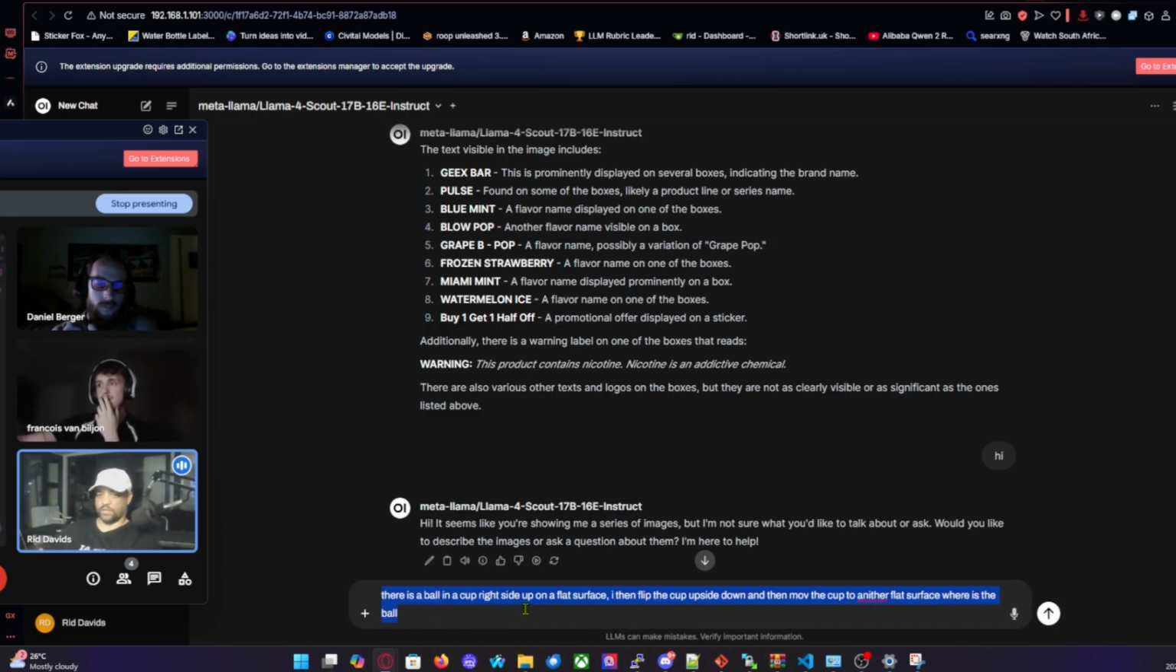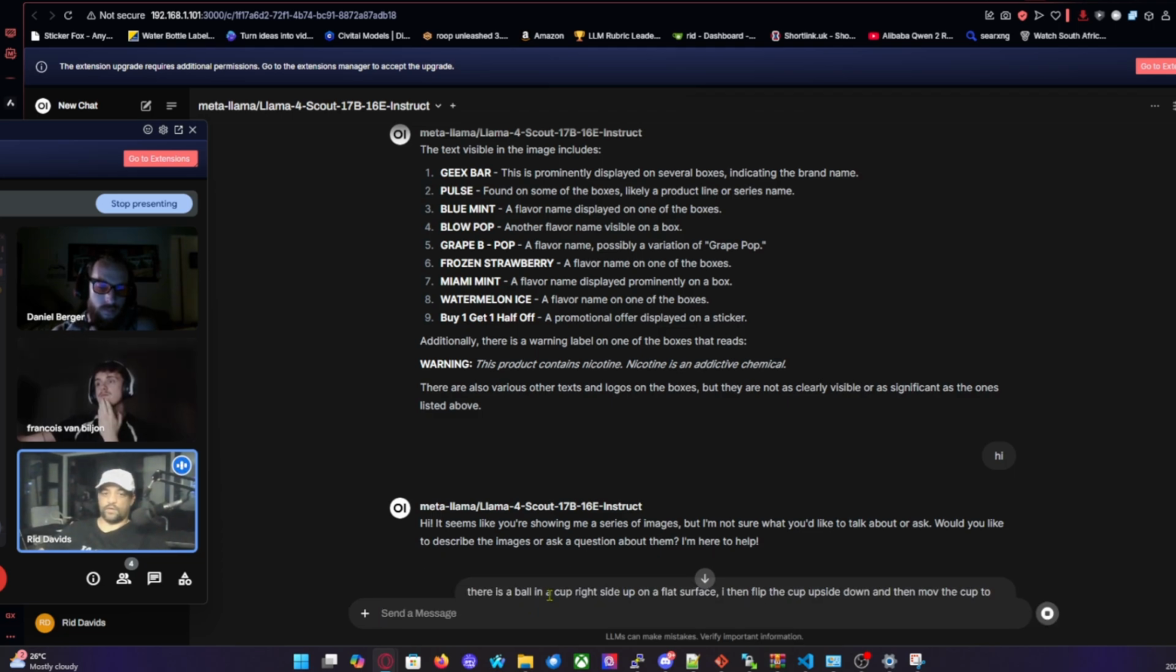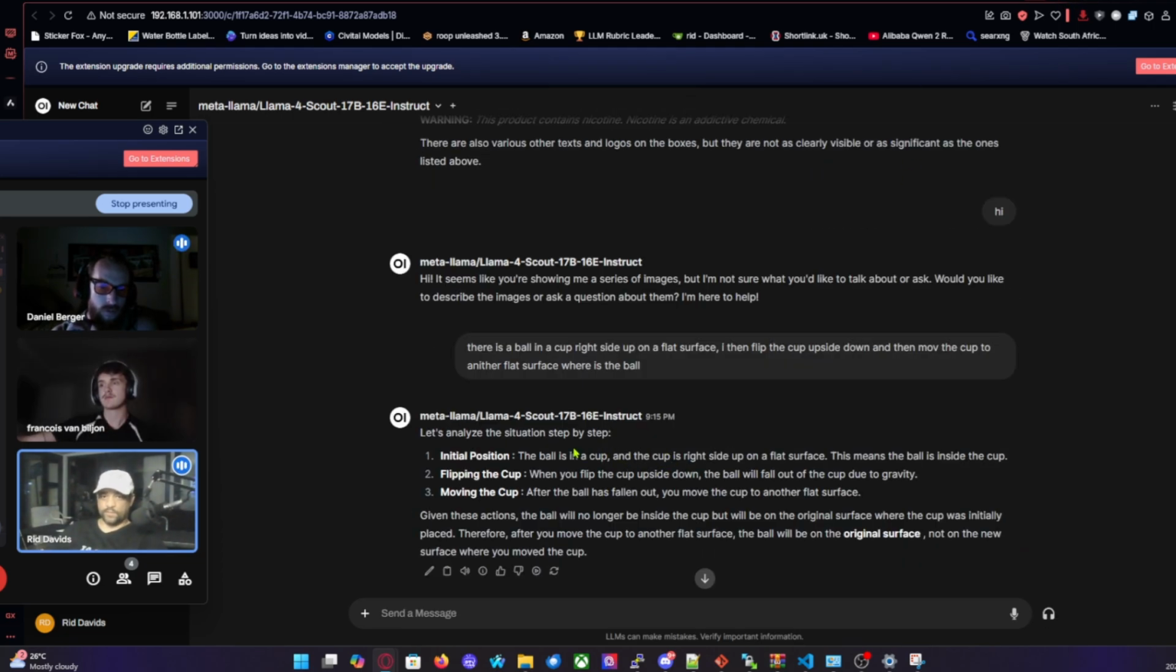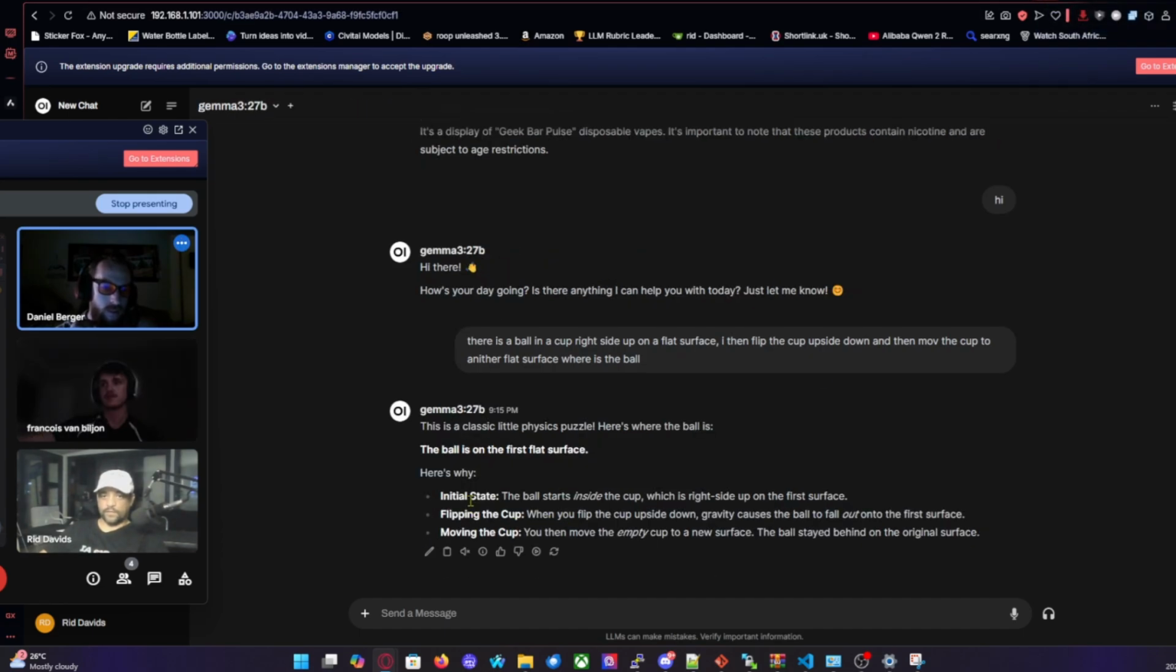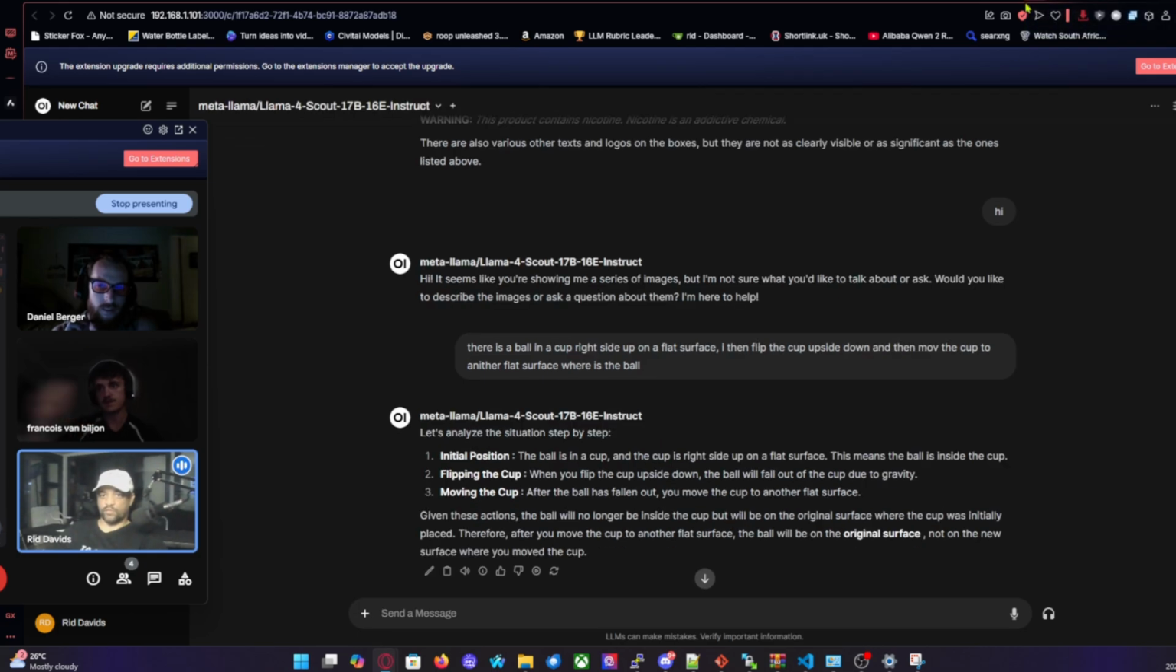It's just a simple gravity question. Let's see if it gets it right. Okay, the ball has fallen out. Due to gravity. Okay, Gemma has gravity. Okay, it's a classic puzzle, but yes, this one also has gravity. Okay, they both got it right. It's not bad for a 27B model.